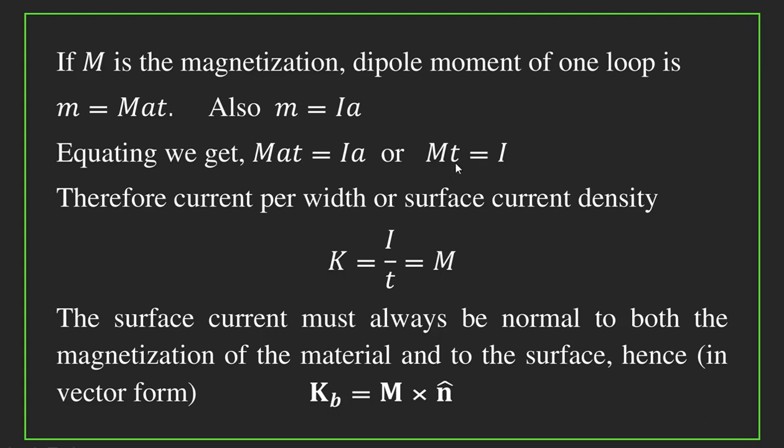So the current per unit width on the surface of the material is called K, the surface current density. K is equal to I by t. From this expression we get K is equal to M.